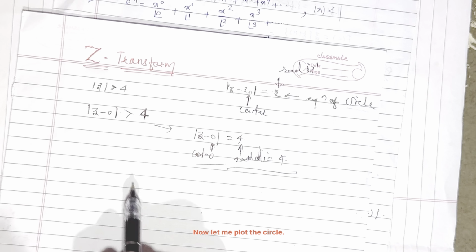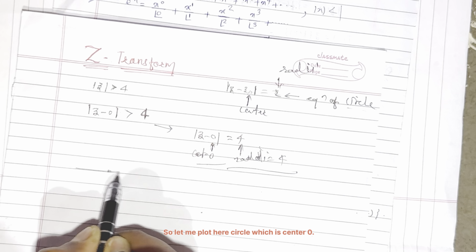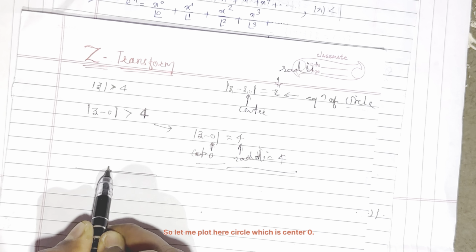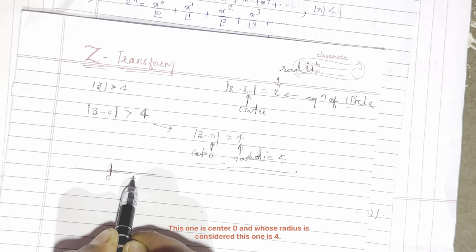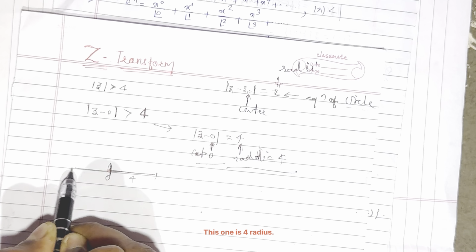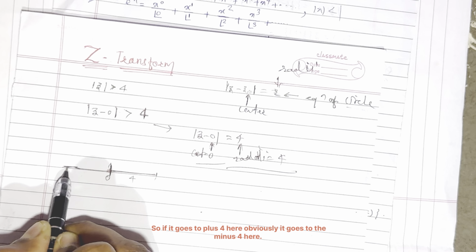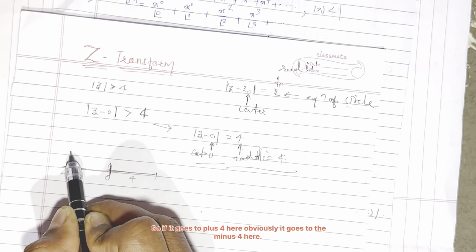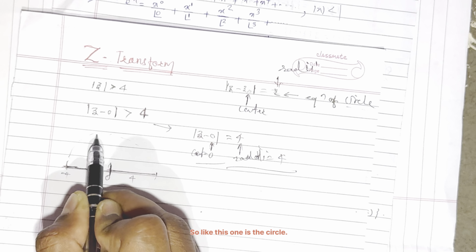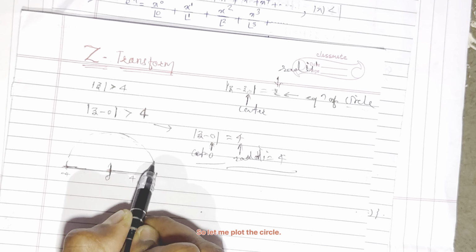Now let me plot the circle. Let me plot here a circle with center 0, and consider this one is the radius 4. If it goes to plus 4 here, obviously it goes to minus 4 here. So like this, this one is the circle.